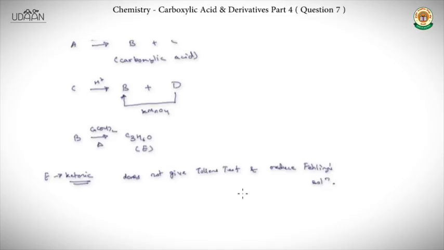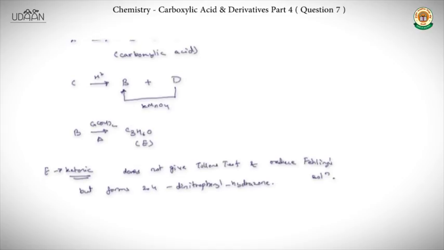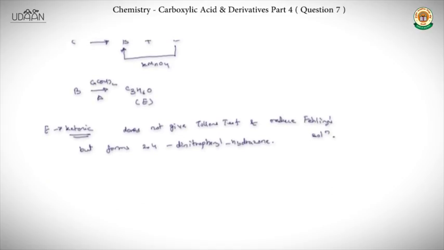But it forms a 2,4-dinitrophenylhydrazone, and only carbonyl compounds form 2,4-dinitrophenylhydrazone, and hence it has to be a ketone. Since it does not give Tollens test or Fehling's, its structure should be CH3-C(=O)-CH3. Apart from that, this is the smallest ketone, so it just comes from the molecular formula, using only our basic concepts.